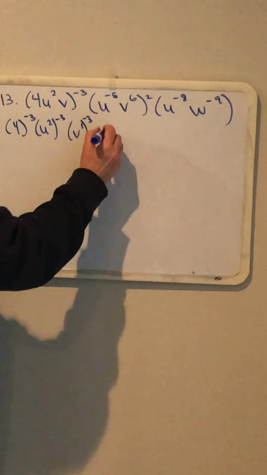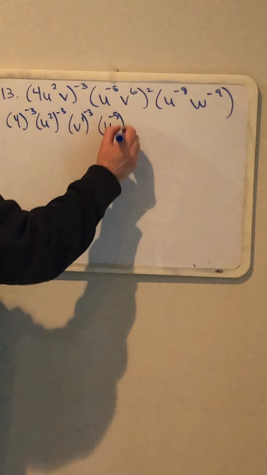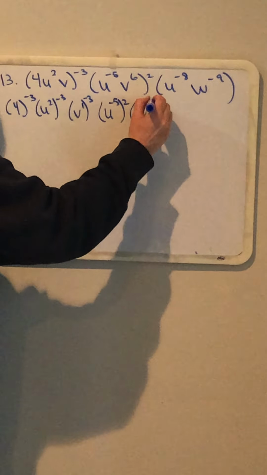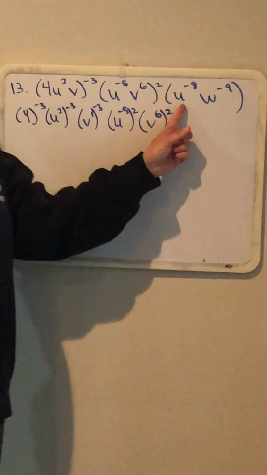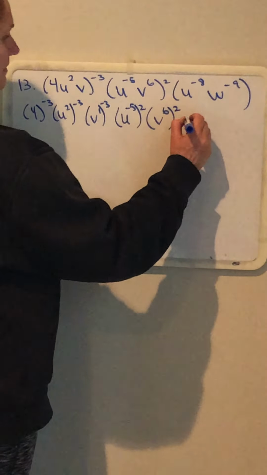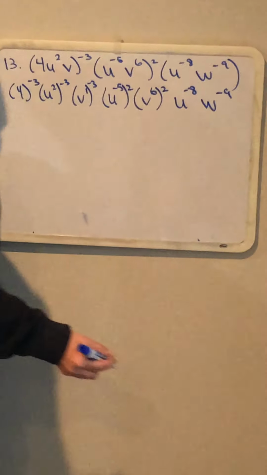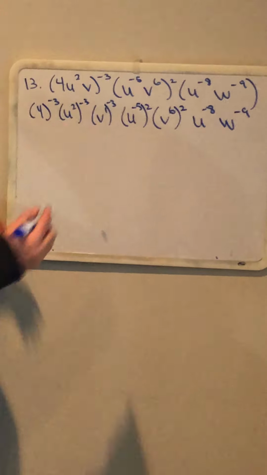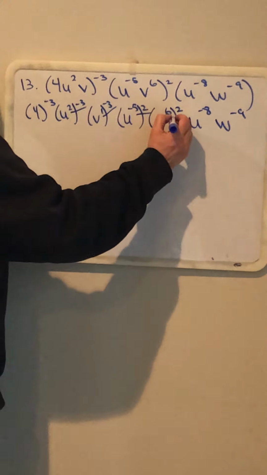This becomes u to the negative fifth to the second, and v to the sixth to the second. Now these two right here, they don't have an outer power, so I actually could just write them as u to the negative eighth, w to the negative ninth. Now everywhere I have an inner outer power, I have to multiply the powers. So I have to multiply those, multiply those, multiply those, and multiply those.